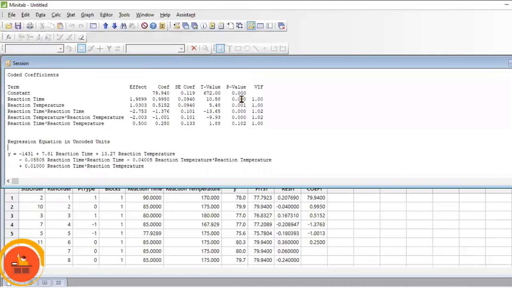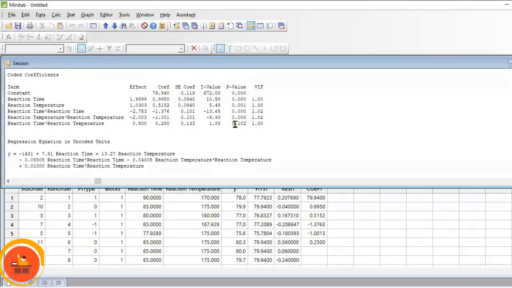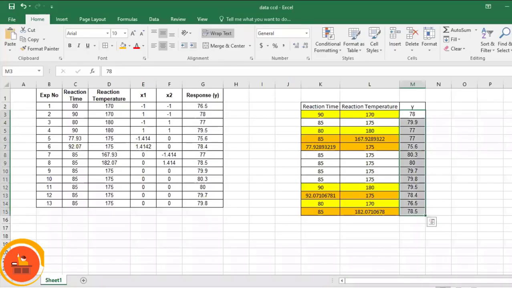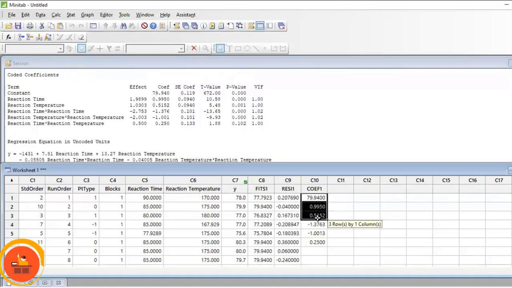Next, here also, if you observe the p-value, only for the interaction the p-value is greater than 0.05, but for the remaining, it is less than 0.05. So it is significant. Now if I write an equation for this, so what will be the equation here? So I have to write this one like this. What I will do is I will copy these terms.